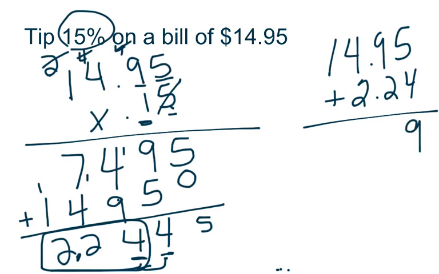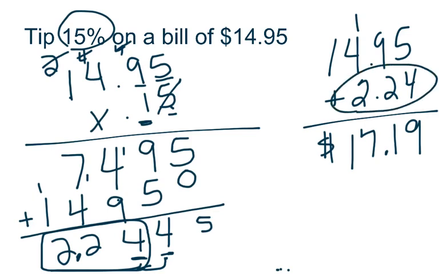5 plus 4 is 9. 9 plus 2 is 11. Carry the 1. 5 plus 2 is 7. 1. And then bring down my decimal. So I would be giving this person, if I'm going to only give 15% tip, I would have to add this $2.24 to my bill, and this would be the total bill that I would be giving them. I would be giving them $17.19. Okay, let's look at the next one.